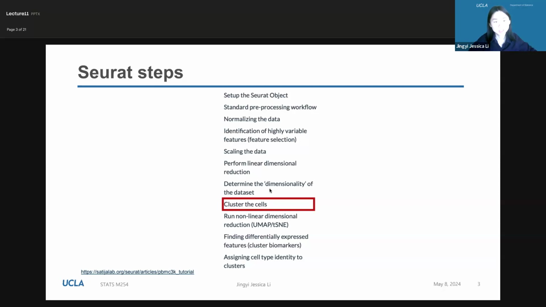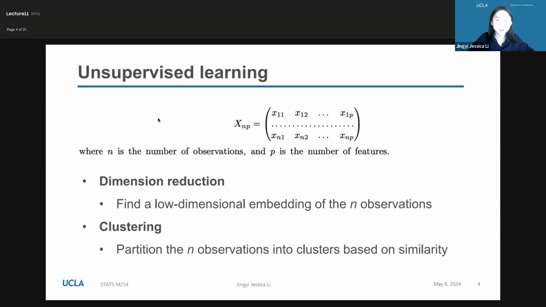So then what is clustering? Clustering belongs to unsupervised learning together with dimension reduction. Unsupervised learning only works on one matrix, this X matrix, N by P. That is the standard way of writing it, even though sometimes we write P by N, as in Seurat, or for the equations we introduced for NMF, which is P by N. So it's very important to see what is N, what is P, what is row, what is column. In the N by P representation, N is the number of observations and P is the number of features.